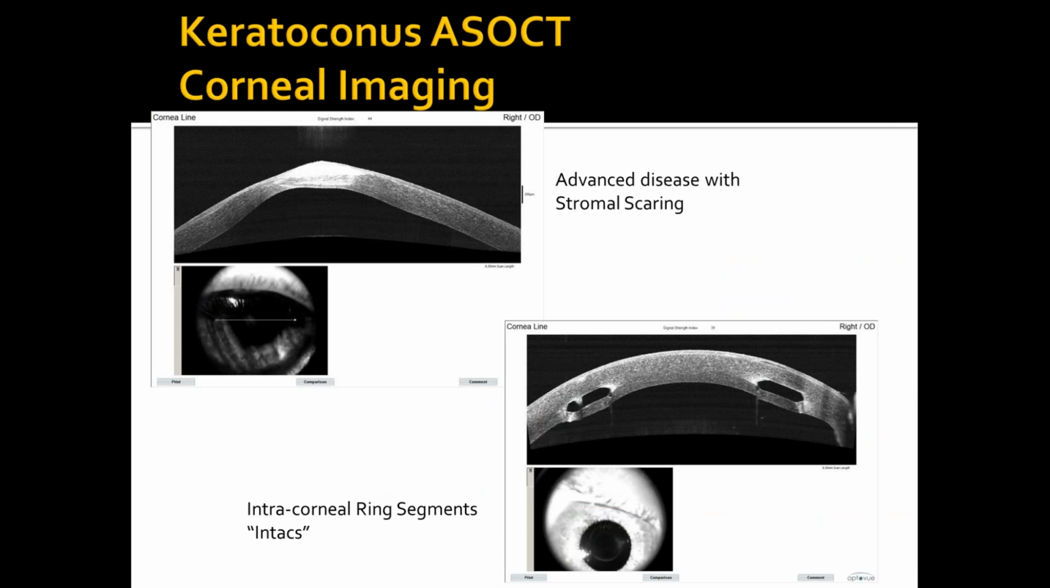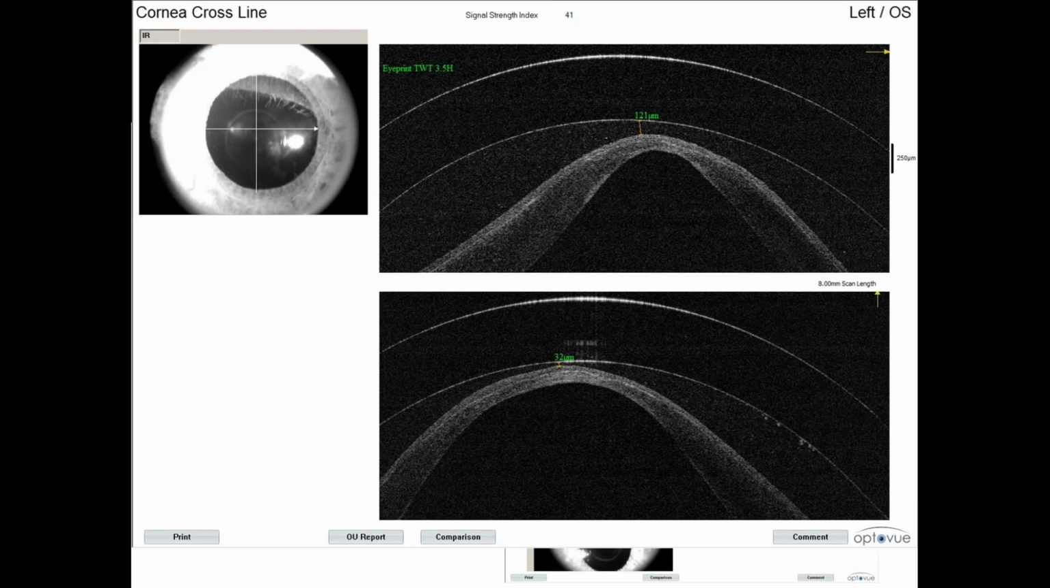So here are just some examples of how in a keratoconic patient we might want to use the anterior segment OCT for imaging. You can see an advanced disease with significant stromal scarring here. Here we see a case of a patient who's had intracorneal ring segments or Intacs placed into the cornea, showing this beautiful, amazingly high resolution, exquisite detail of anterior segment OCT of the cornea. But that really doesn't do anything in terms of diagnosis, just makes pretty pictures. Where we can use it is for measurement values.